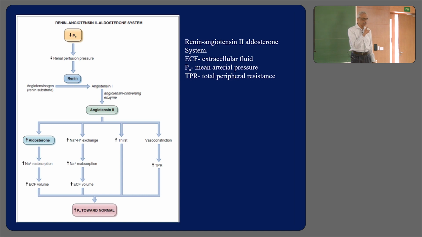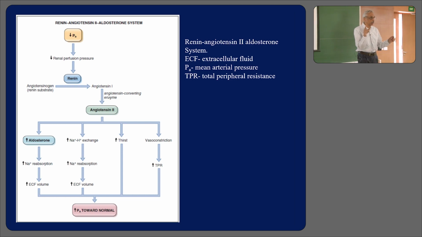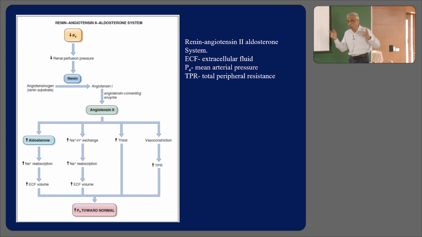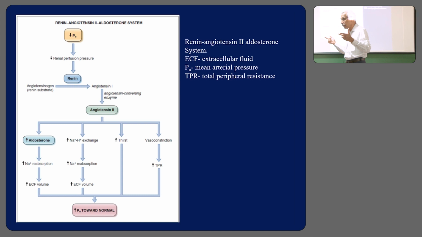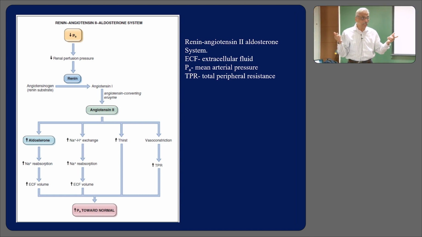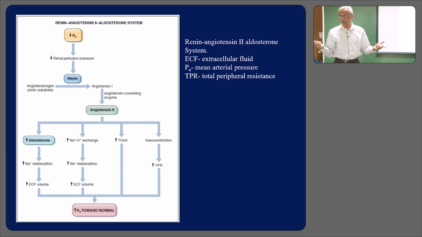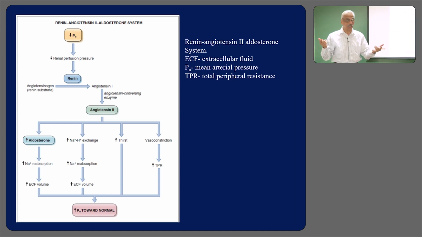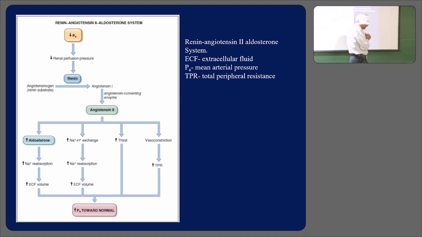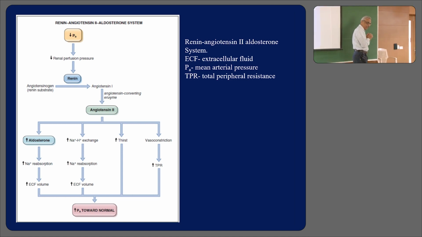And that information is passed on to a type of cells which we call as what? Juxtaglomerular cells near the glomerulus. And the juxtaglomerular cells in turn respond how? By releasing a substance. What is the name of the substance? Renin.